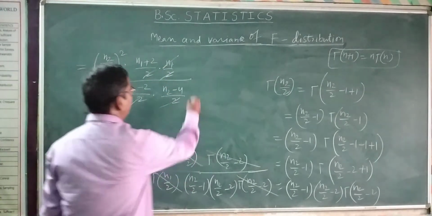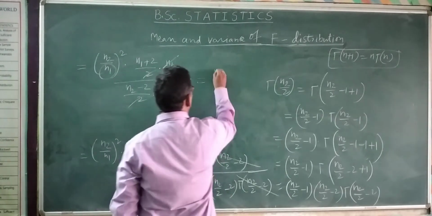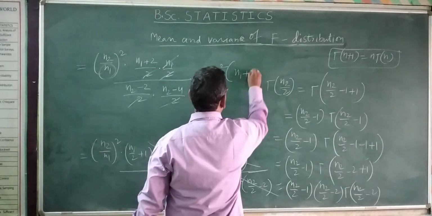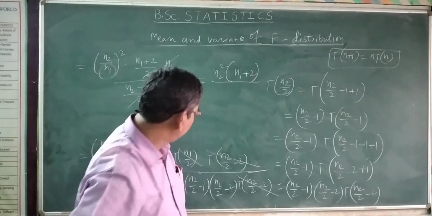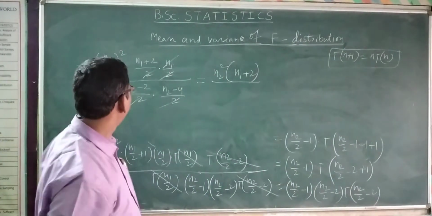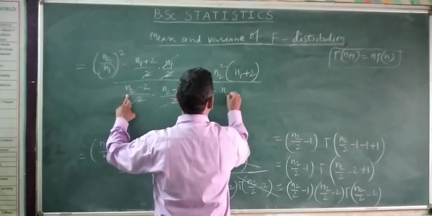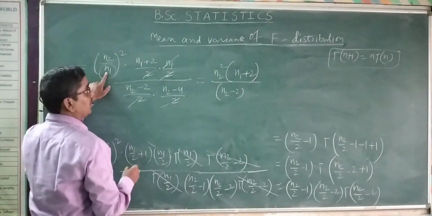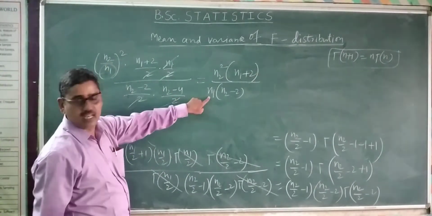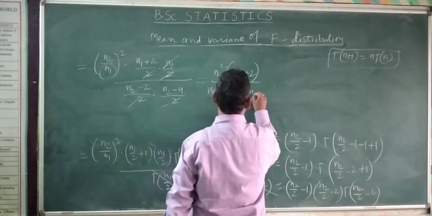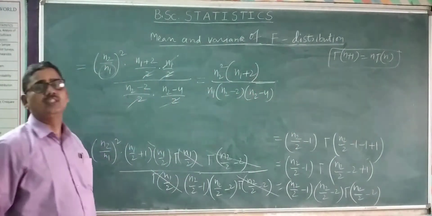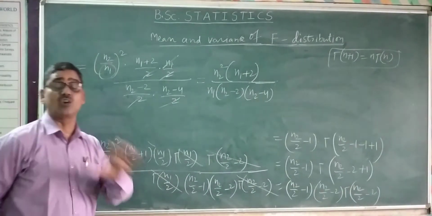The final value here is n2 square multiplied by n1 plus 2, divided by n1 into n2 minus 2 into n2 minus 4. This is the value of mu2 dash. This is the value of mu2 dash, but it is not variance.